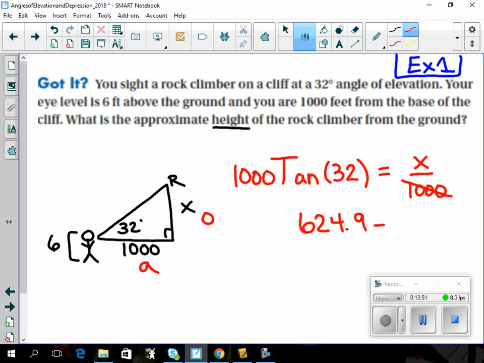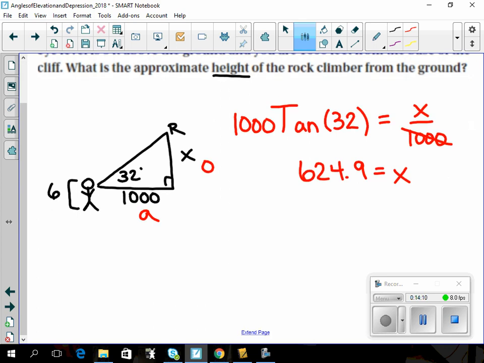I'm here to tell you that that's not the answer. I want you to read the problem again. Look at the picture and read the problem again and kind of decide, what piece of information haven't I used yet? The 6. So if you want to kind of envision this, I have my person, and I've done this kind of imaginary triangle out in space, out from my eye. I see the rock climber. Well, I have found only this height. 624 is only this. I need to find the entire height.